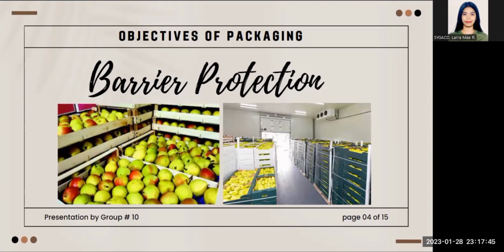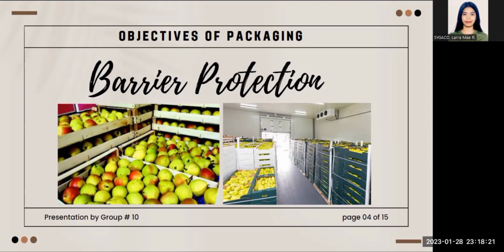Next is the barrier protection. When we say barrier protection, it refers to the packaging ability to resist the absorption of light, moisture, and oxygen. So a barrier from oxygen, water vapor, dust, etc. is often required. So modified atmosphere, controlled atmosphere are also maintained in some food packages, keeping the contents clean, fresh, and safe for the intended shelf life is a primary function.